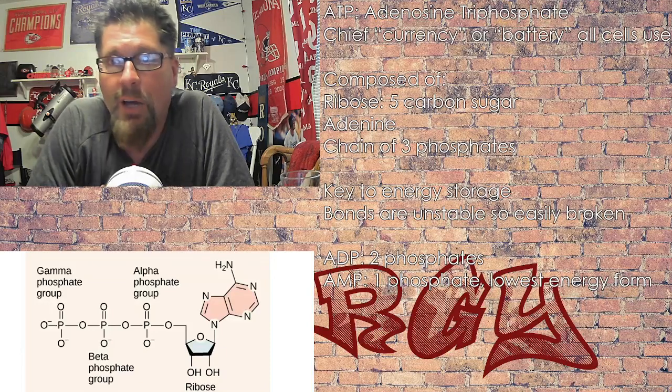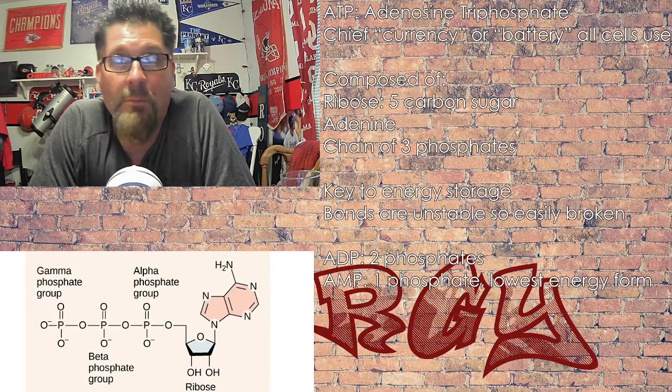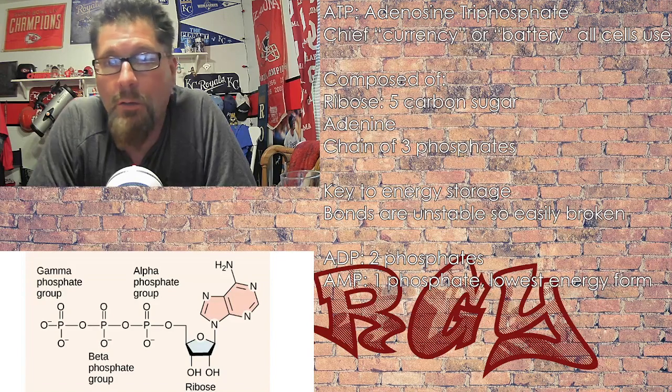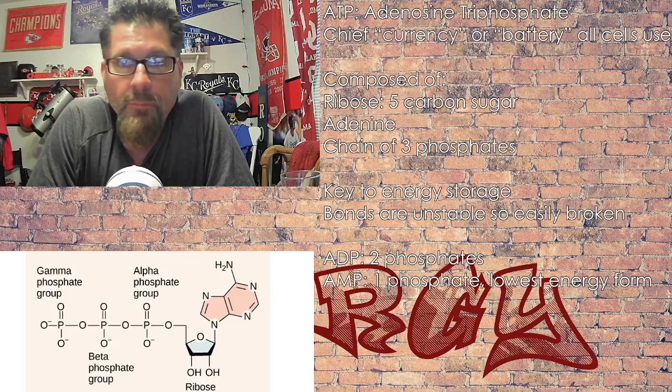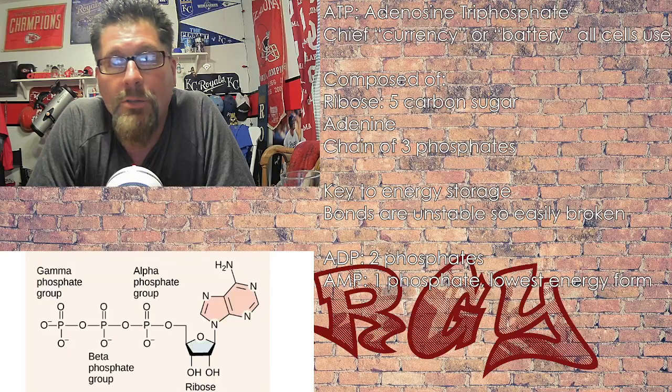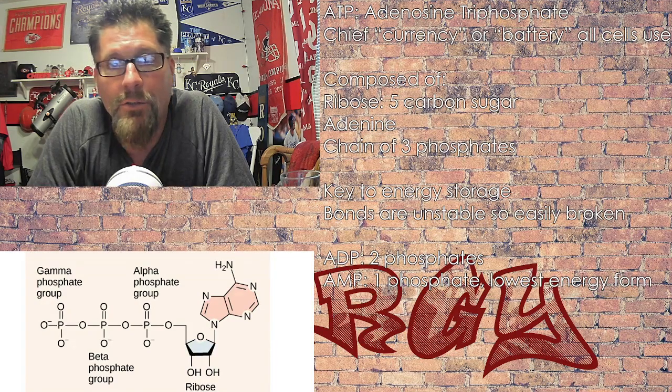The A stands for adenine, the T for the tri, and the P for phosphate. So why they didn't put R for ribose in there, I don't know. ATPR, I don't know. But when we think about creating energy for the cell, it's that bond between the second and the third phosphate that gets broken.